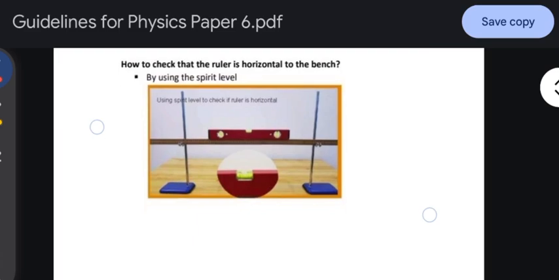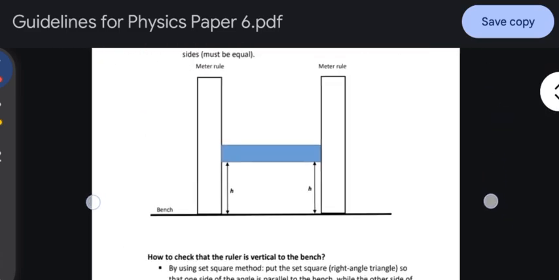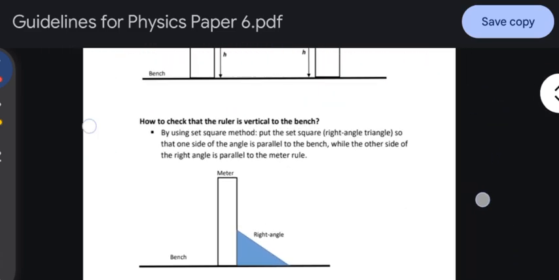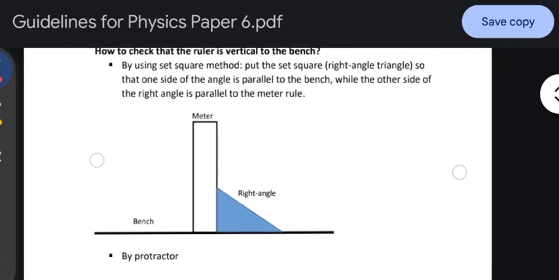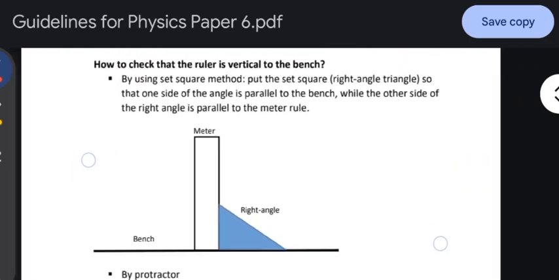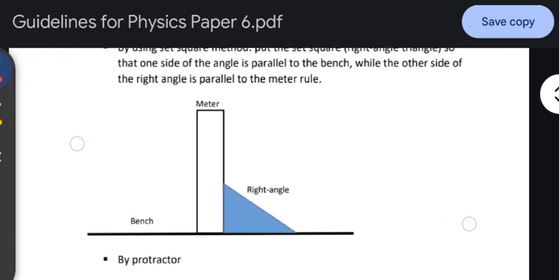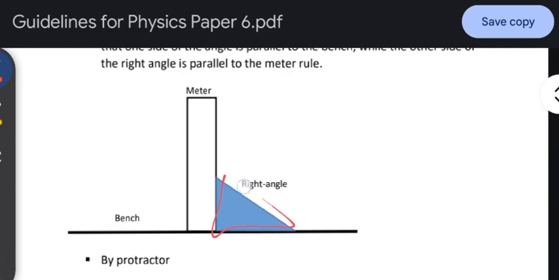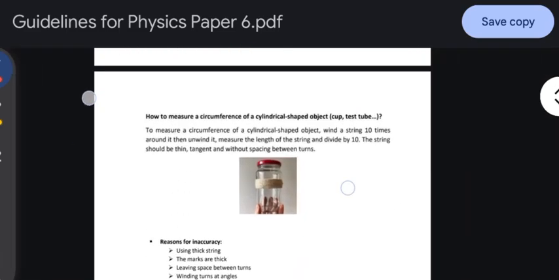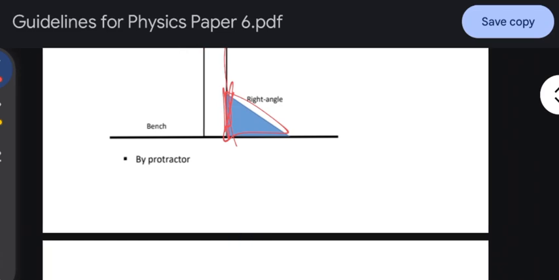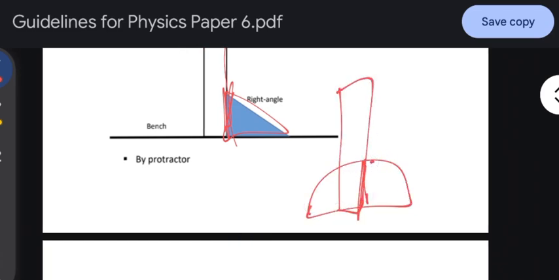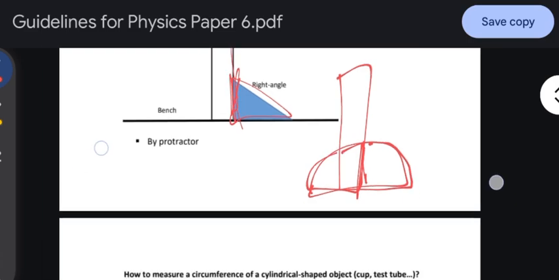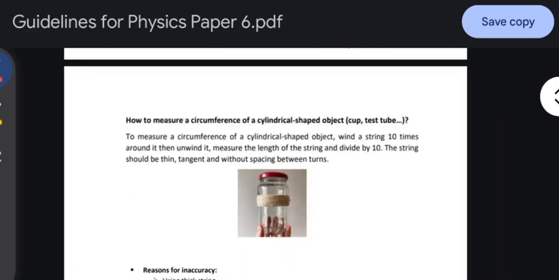And now, how to check the rule is horizontal. We have already discussed this, by using a spirit level. You will measure the distance between the bench top and the rule, and it should be the same. And now, how to check if the rule is vertical by using a set square. Put the set square so that one side is parallel to the bench and the other is parallel to the meter rule, and if this coincides with the vertical edge, then it is vertical. Even by using a protractor, you can take the ruler and place the protractor. If the 90-degree edge of the protractor coincides with the vertical edge of the rule, then the rule is vertical.